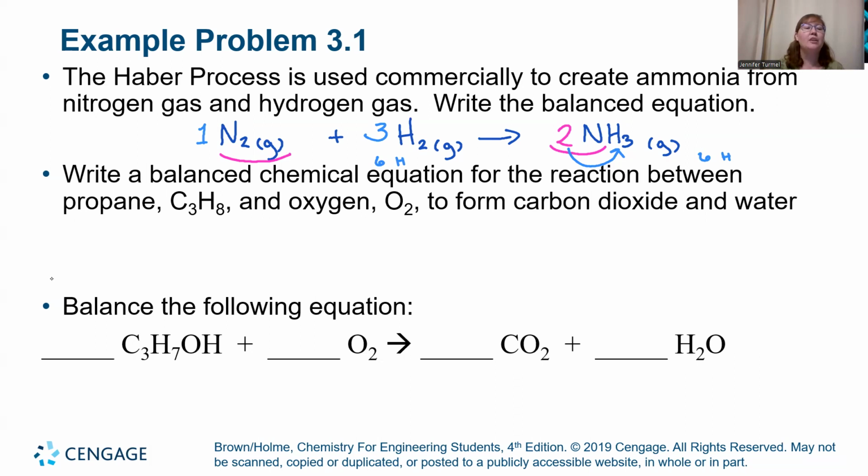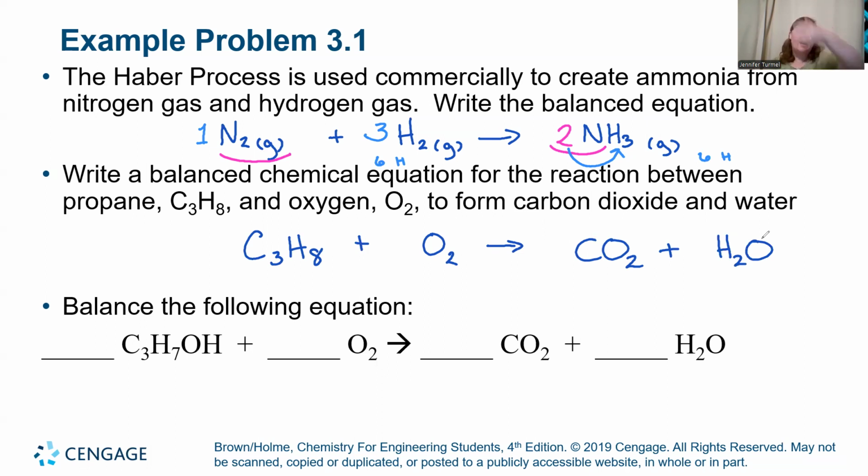Okay, so now let's take a look here. It wants us to write a balanced chemical equation for the reaction between propane and oxygen. This is burning propane. So we'll start here and we'll say C3H8, and they're not worrying about states in this one, so we'll go ahead and leave that out. Plus oxygen gas forms carbon dioxide and water.